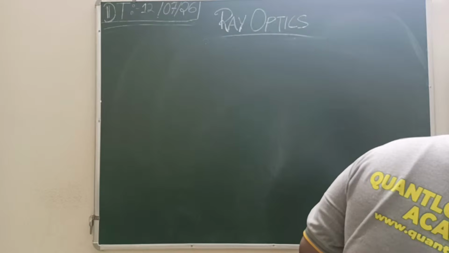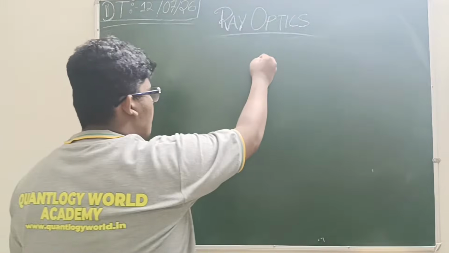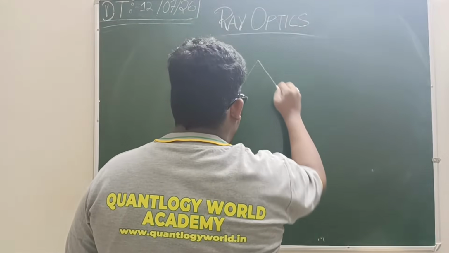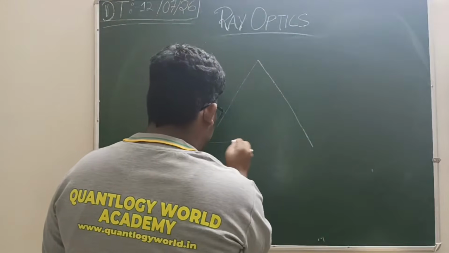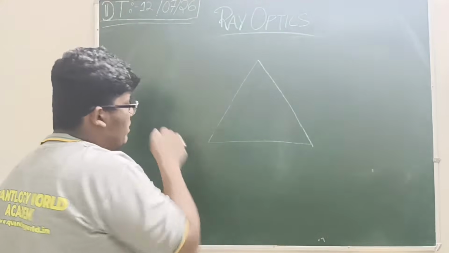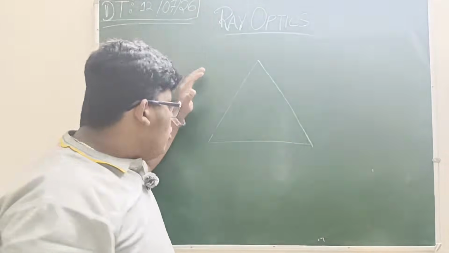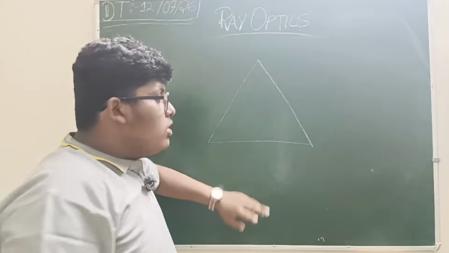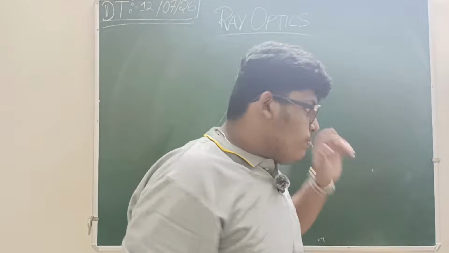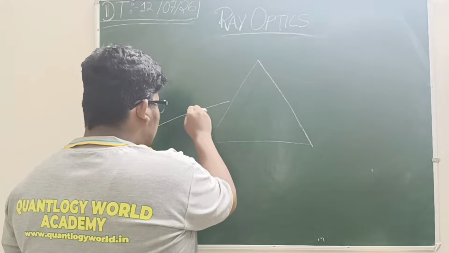Next is prism. What is prism? Prism also is made of glass, and the medium inside it is a glass medium. Here also we will see refraction two times, from air medium to glass medium, and again from glass medium to air medium. Let's say this is the incident ray.